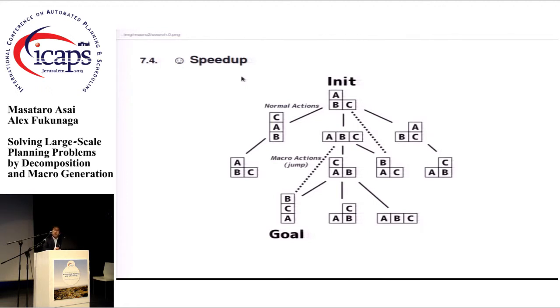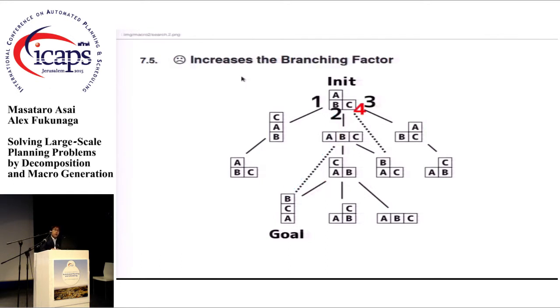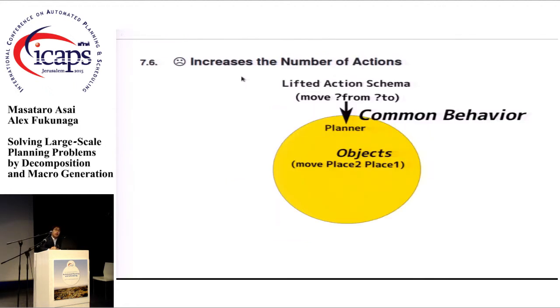This figure shows the search space of a simple Blocksworld-type domain. The dotted lines are the macro actions. Thanks to the added macros, the goal state can be reached in 2 steps compared to the 3 steps in the original domain definition. The bad point of this is the increase of the branching factor. Notice that the initial state has 4 outgoing edges compared to 3 in the original domain.